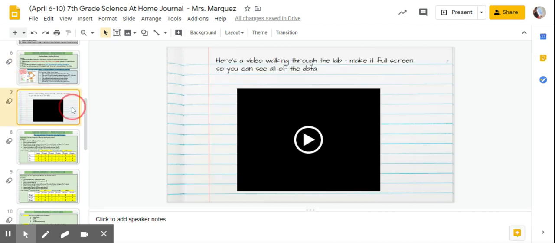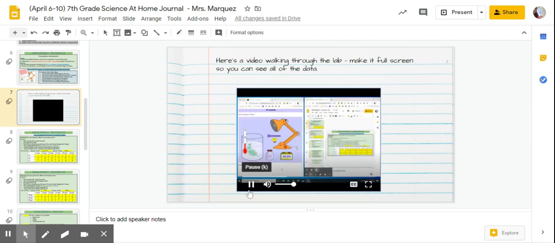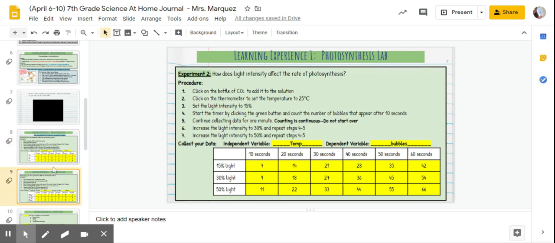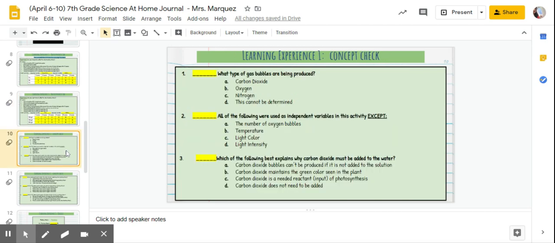So this next page is a video that I made for you guys. It's also on this link. And you can watch it, and it has walking through the entire lab. If you make it big here, full screen, you'll be able to see the data, which is also here and here. Okay, so then after you finish the lab, you'll have these learning experience concept checks. So let's take a look at those together.